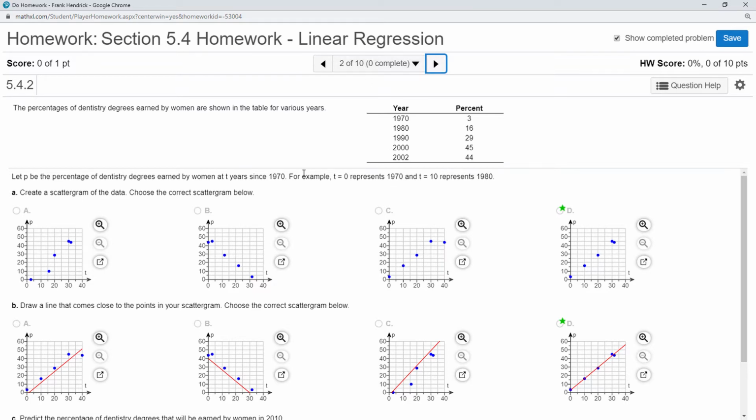And this one here, they ask you to make a model and plot the data. In this case, T of 0 represents 1970, and T of 10 represents 1980, and so on.